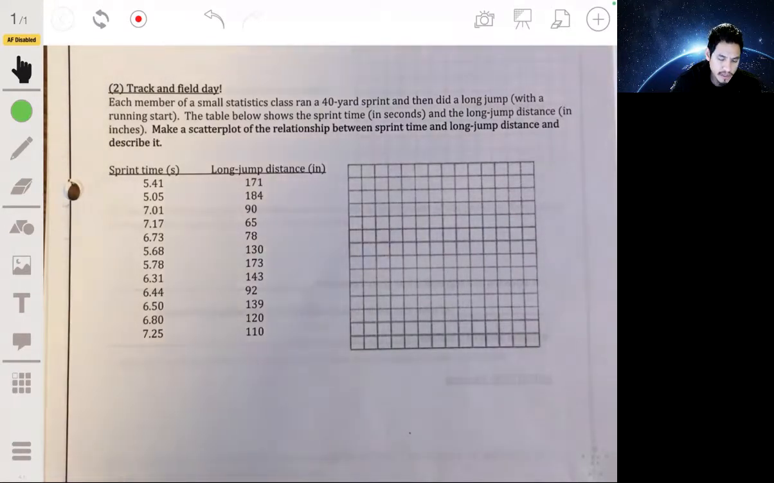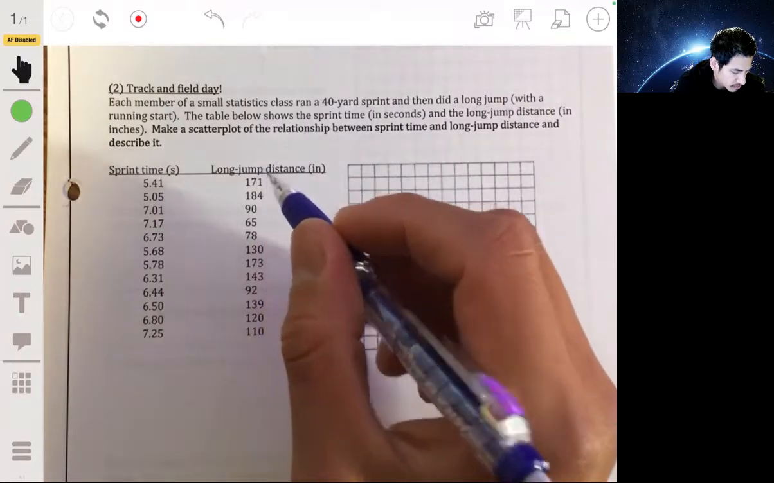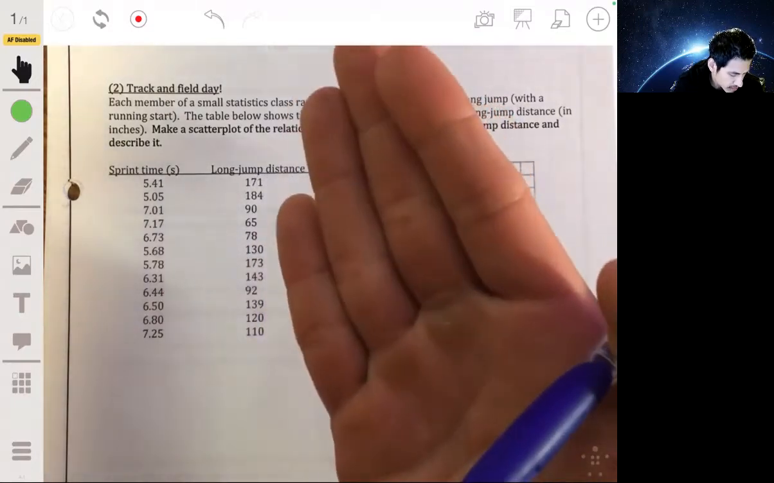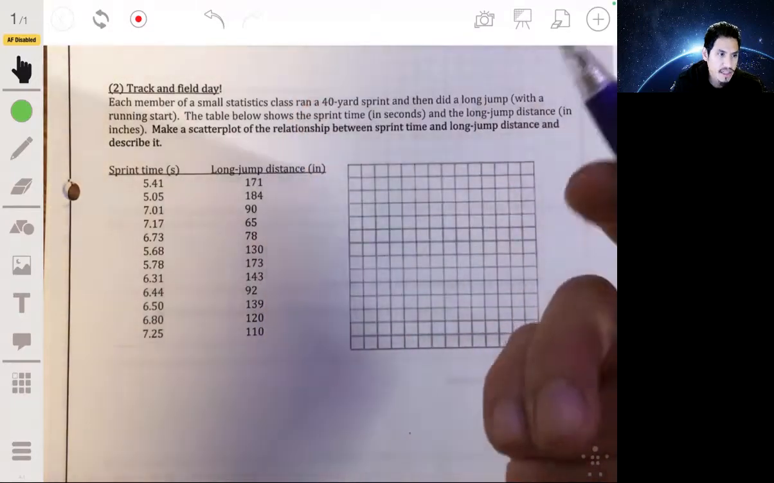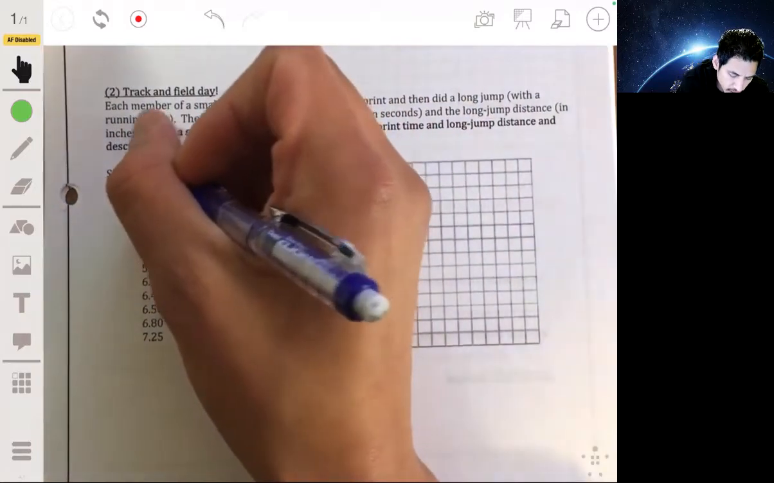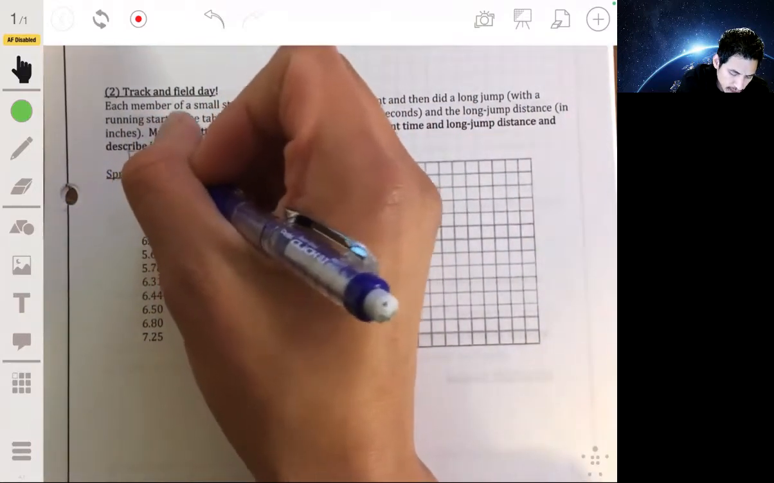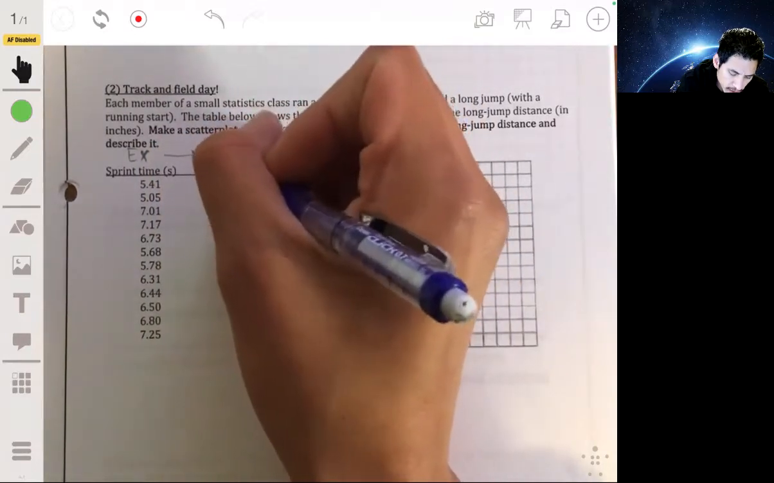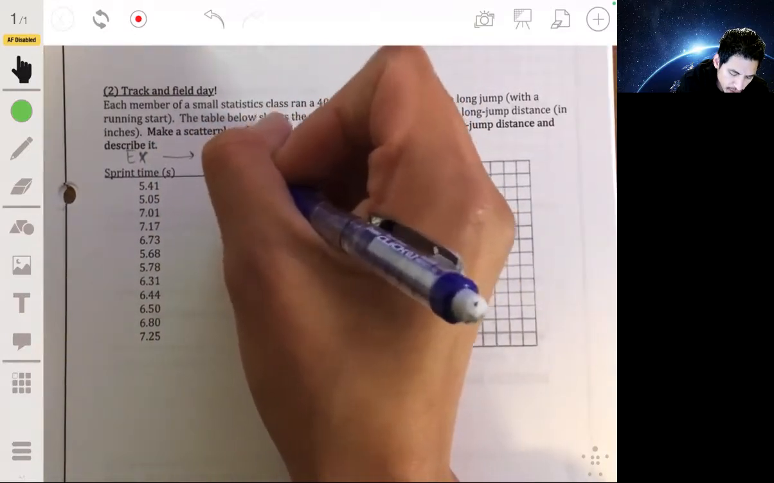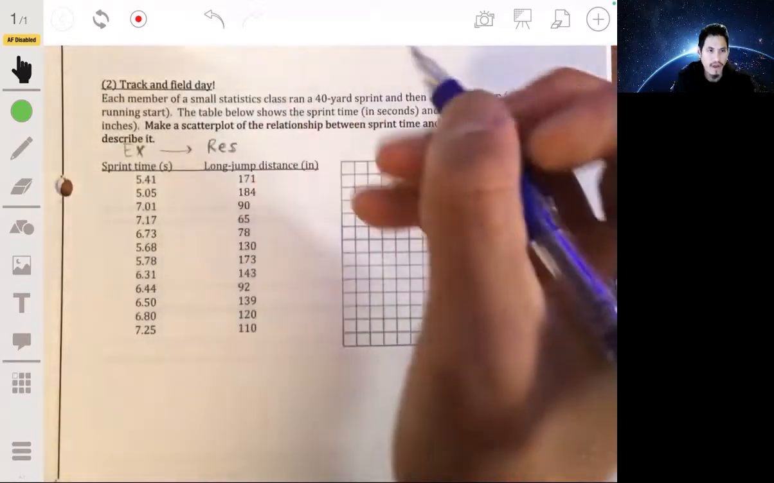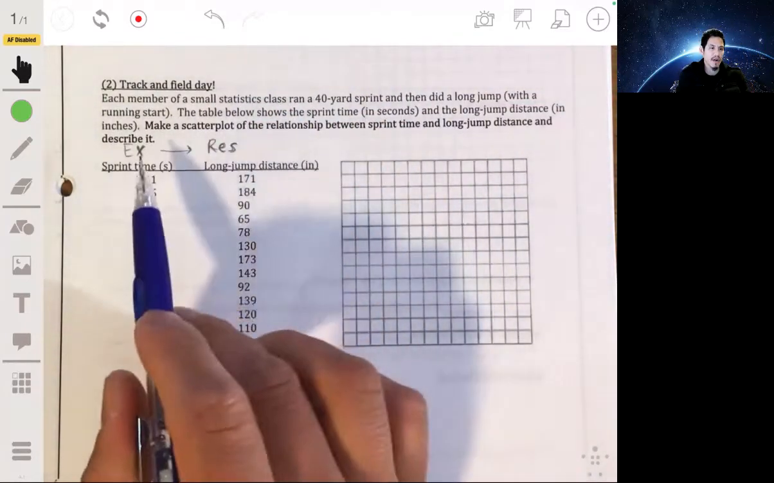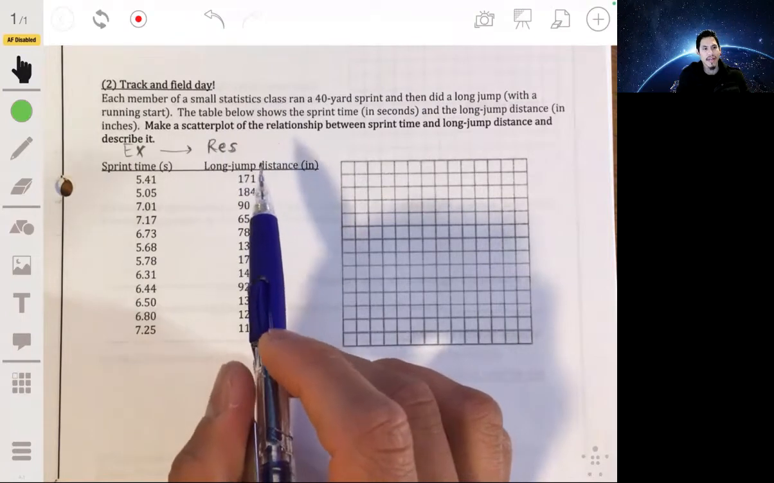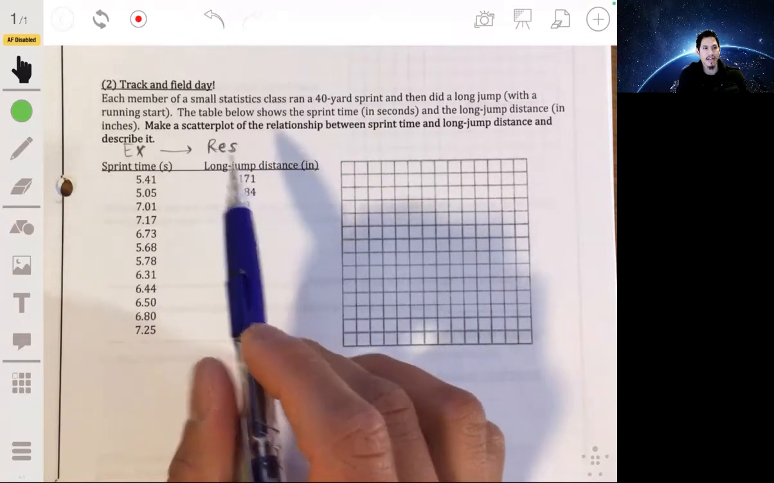So here we have sprint time versus long jump distance. It's likely that sprint time will be our explanatory variable, because we would basically say that this is what is responsible for, or causes, you to be able to jump farther. The faster you are, the longer you tend to jump. Now, I guess you could say that the longer you tend to jump, the faster you are.